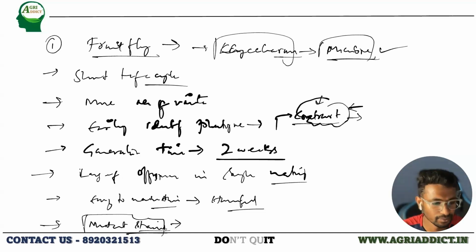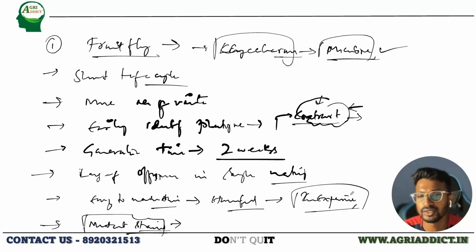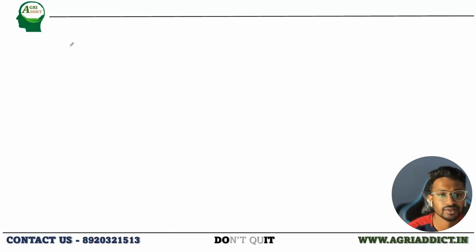Okay, anything else? Did I talk about it being inexpensive? Okay, it is inexpensive. So all these traits, all these characters made it a very ideal organism to use as an experimental material. So this was regarding the Drosophila. Secondly, we'll talk about E. coli.